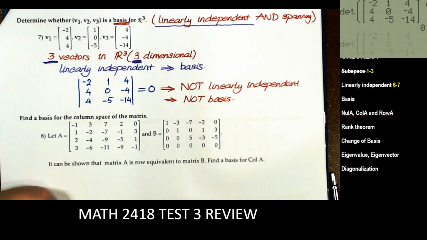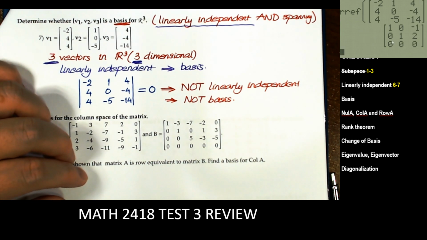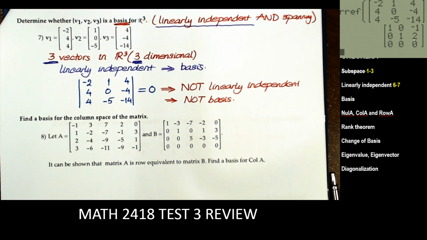We can also do the reduced row-echelon form instead of the determinant. As you see, we have a free variable here, so it cannot be linearly independent. It cannot be spanning either, because we have the same number of vectors as the dimension. But that is that. There will be more about the basis.